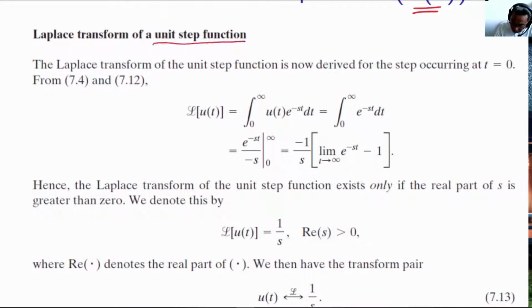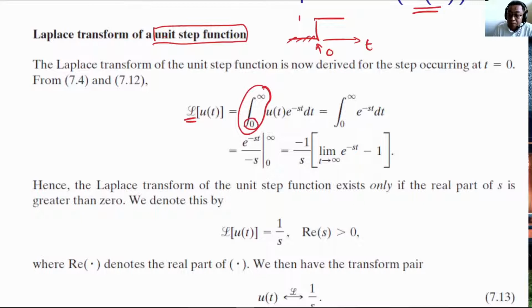Now, for this unit step, it is 1 from time 0. So this is time, and the value is 1, and 0 before time 0. Since this is a causal signal, when we perform Laplace transform, we can use the unilateral transform. So the lower index is time 0, and the upper index is infinity. The unit step u(t) times e^(-st).